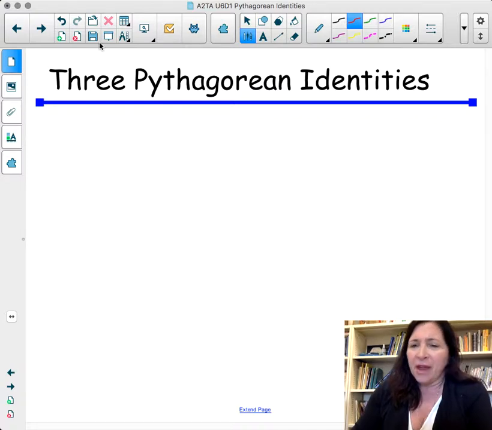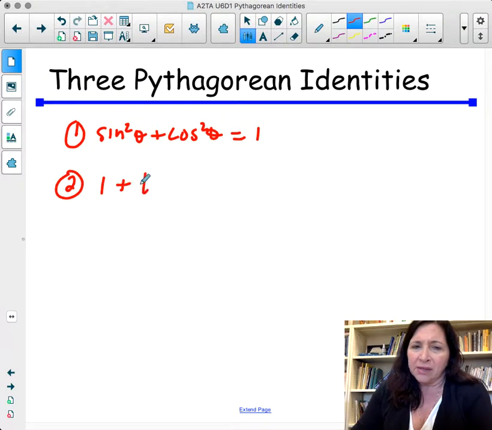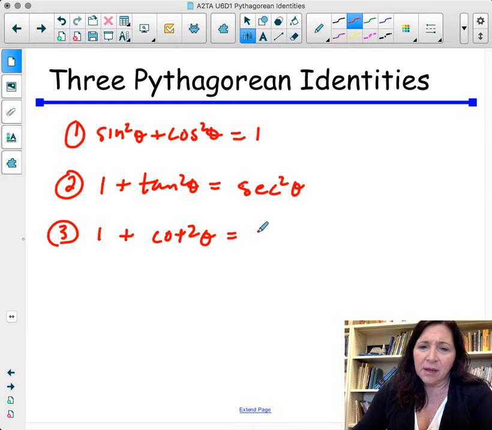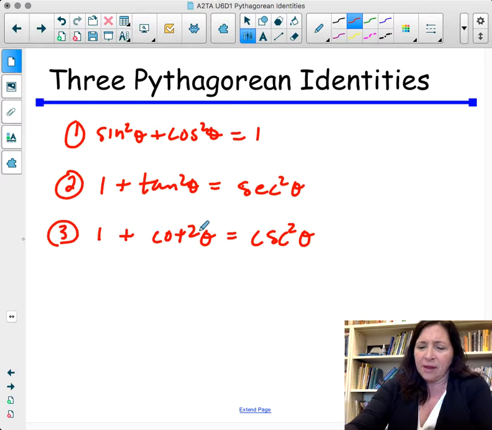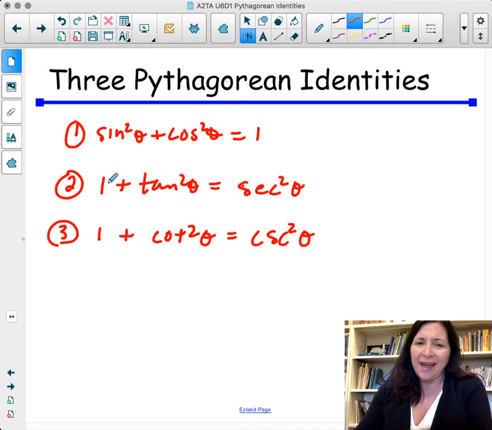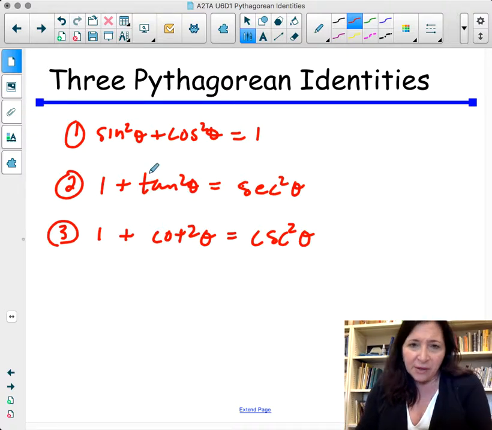Now, the 3 Pythagorean identities, so the first one is sine squared of theta plus cosine squared of theta is equal to 1. The second one being 1 plus tangent squared of theta is equal to secant squared of theta. And the third one is going to be 1 plus cotangent squared of theta is equal to cosecant squared of theta. Now, for all 3 of these, and we just derived those here, all 3 of those can be rewritten different ways as well.